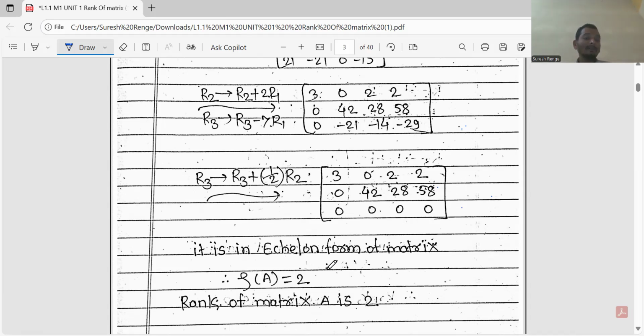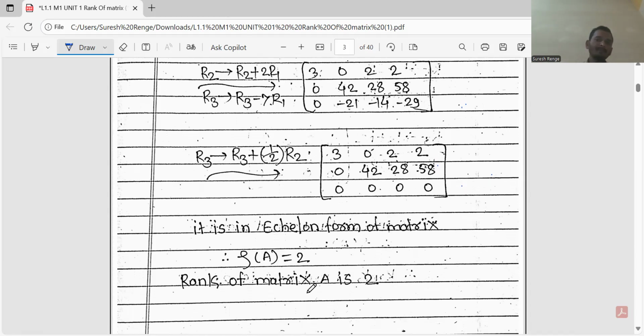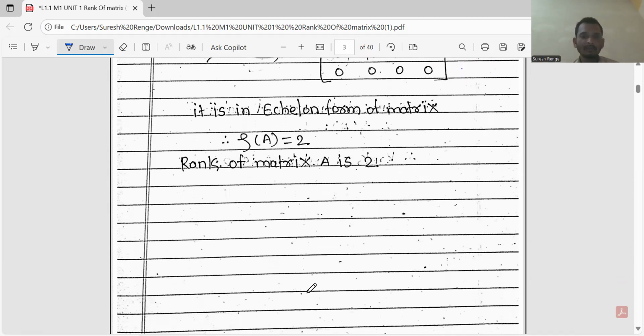Therefore, this matrix is in echelon form. Therefore, the rank of this matrix is 2. Okay, this is the rank of the matrix.